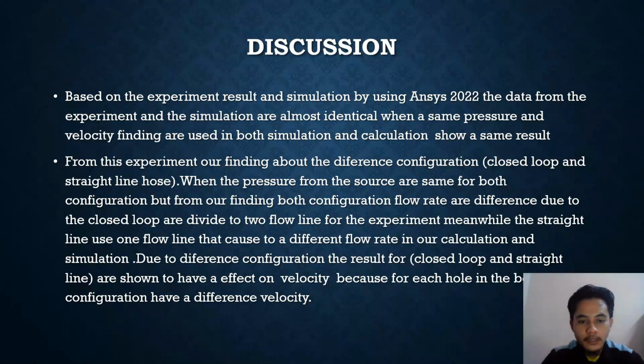From the experiment, our finding about the different configurations, closed loop and straight line hose, is that when the pressure from the source is the same for both configurations, the flow rates are different, because the closed loop is divided into two flow lines in the experiment. Meanwhile, the straight line uses one flow line, which causes a different flow rate in our calculation and simulation. Due to the different configurations, the results for closed loop and straight line show an effect on velocity, because each hole in both configurations has a different velocity.